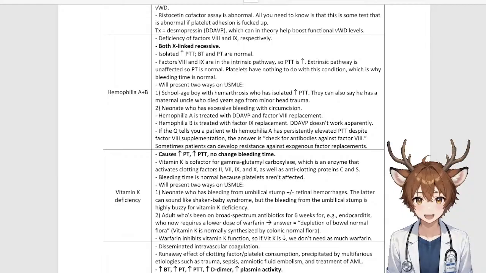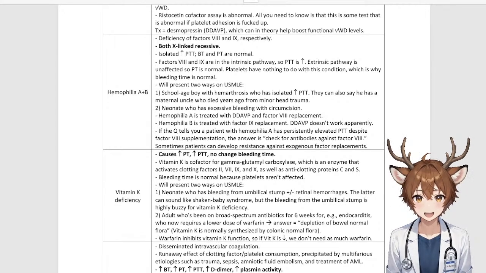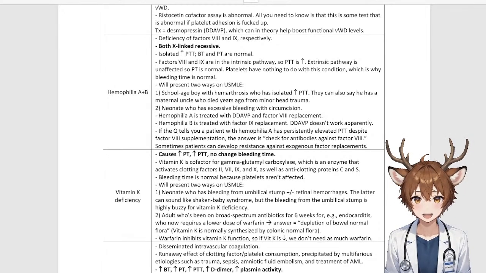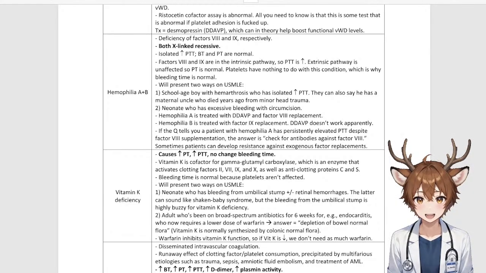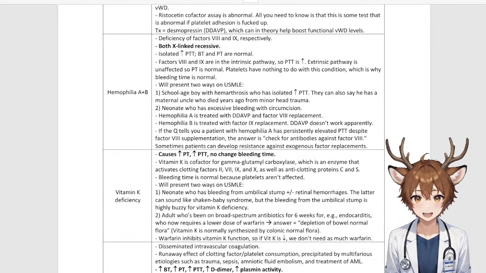Okay, to be fair, that's not a fun thing to have as an elevated risk factor, dying of things that really shouldn't normally kill you. Neonate who has extensive bleeding with circumcision.